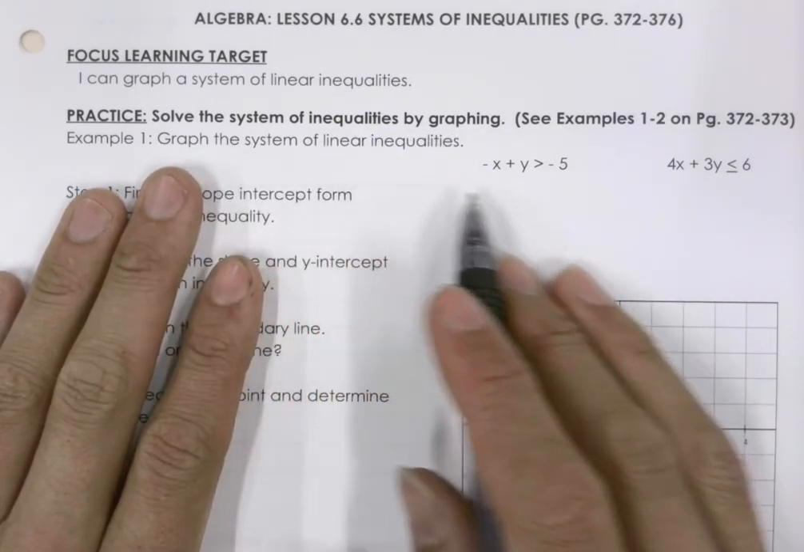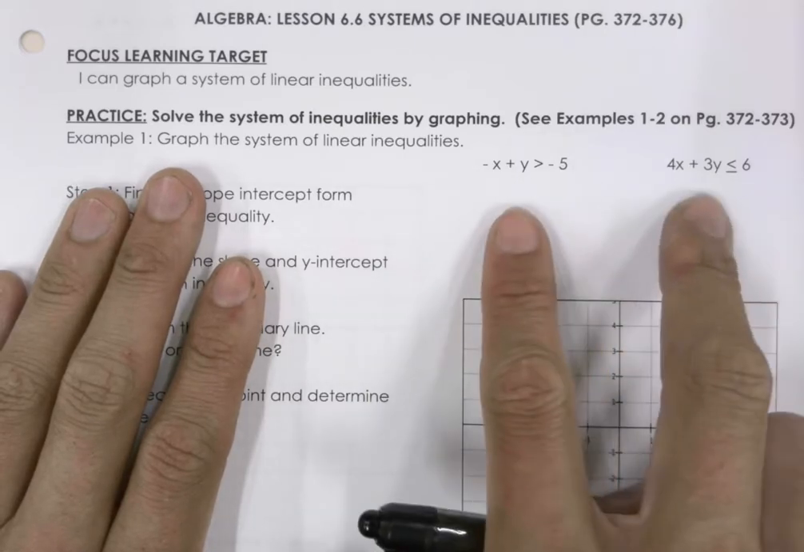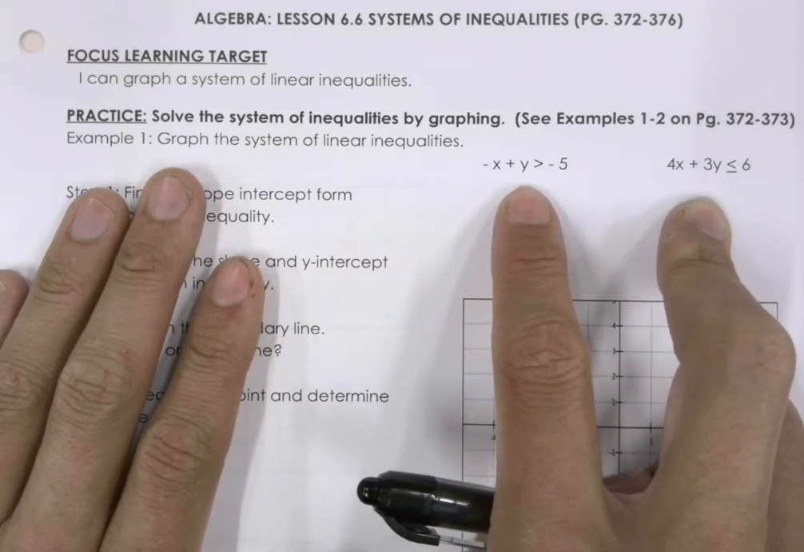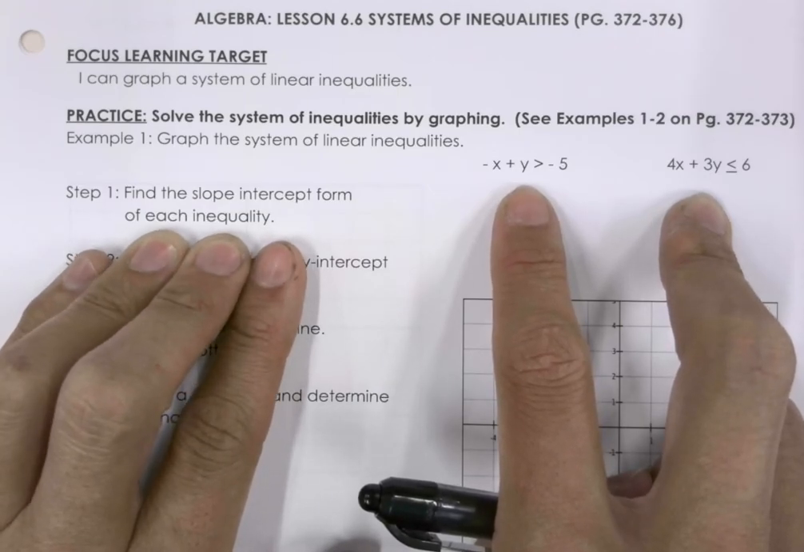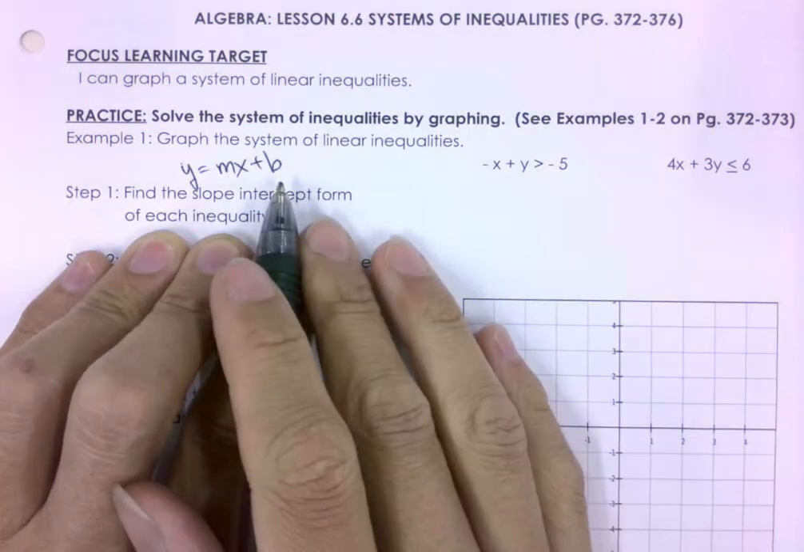Now let's graph this system of inequalities. We've got two inequalities. That's what we call a system of inequalities. Step 1 is find the slope-intercept form of each inequality. And what is slope-intercept form? It's y equals mx plus b.